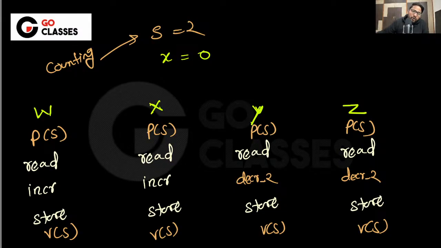Now tell me, what is the minimum value that is possible here? If I ask you the minimum value as a variation, the minimum value of x, what is the minimum value that is possible here?